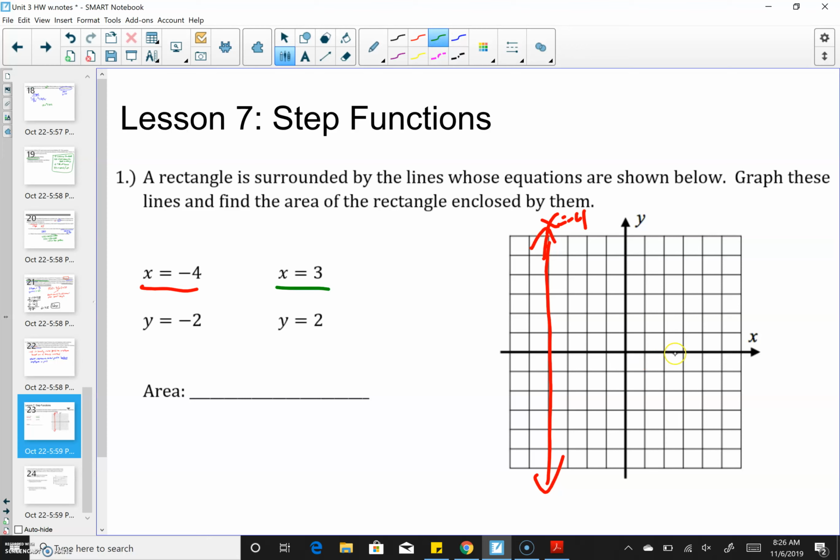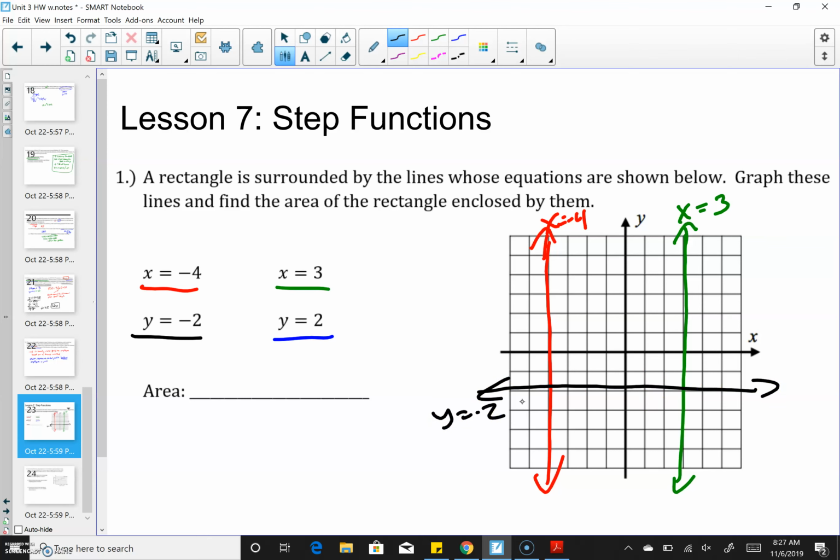So then 1, 2, 3, this is going to be x equals +3. Again, another vertical line. So we'll go over to our y equals now, and those are going to be our horizontal lines. So we go down 1, 2, that's y equals -2. And then we'll go up 2 from the origin, and that's y equals +2. So again, x equals is vertical and y equals is horizontal.